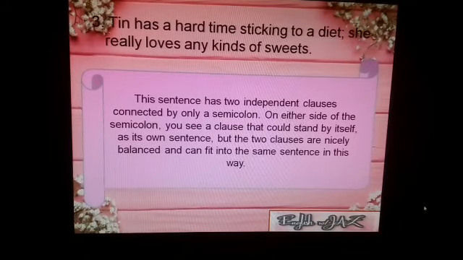Tin has a hard time sticking to a diet. It has a complete idea with a subject, which is Tin, and a verb, which is has. Our second independent clause is she really loves any kinds of sweets. It has a subject, which is she, and a verb, which is loves.